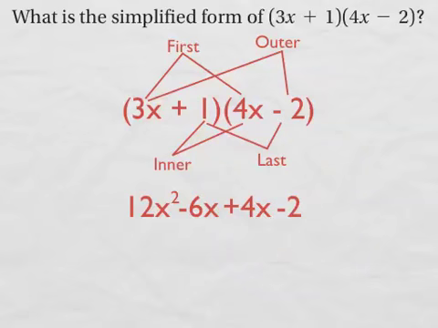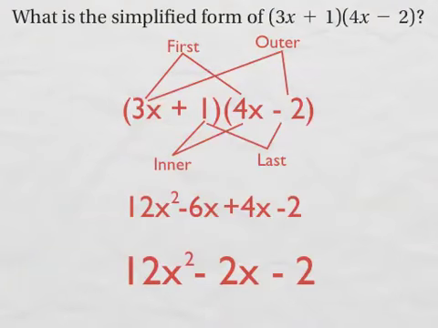Again, I do have like terms here. I have a negative 6x plus 4x. Negative 6x plus 4x, watch out for your integers, is going to be a negative 2x. So my final answer would be 12x squared minus 2x minus 2.